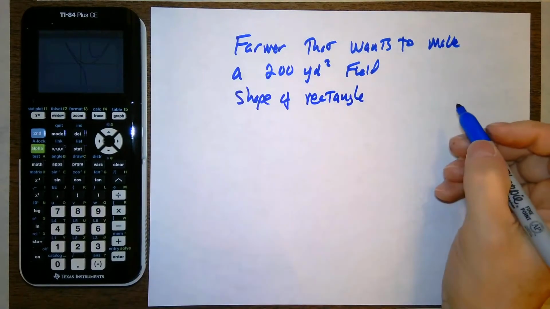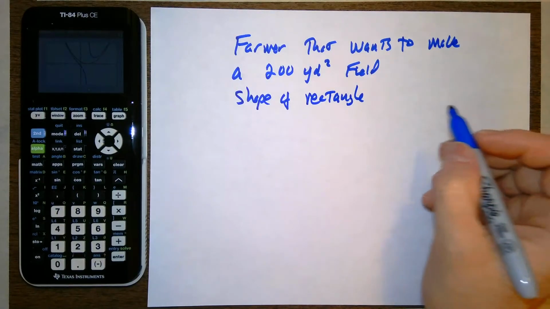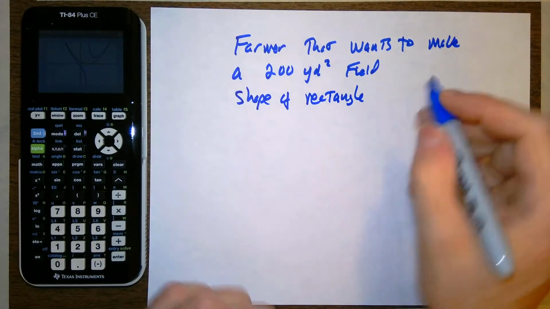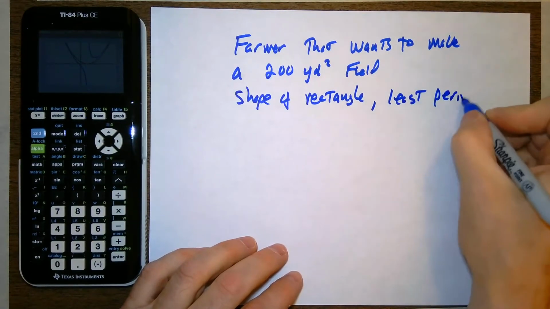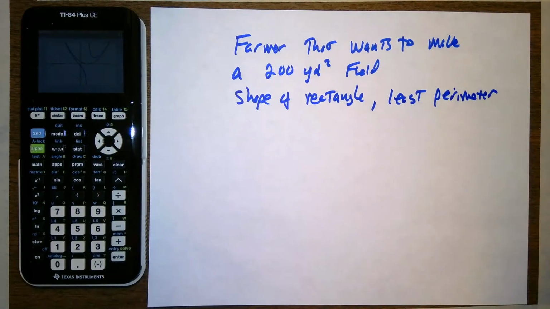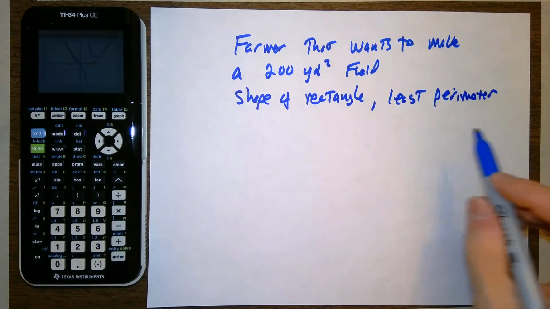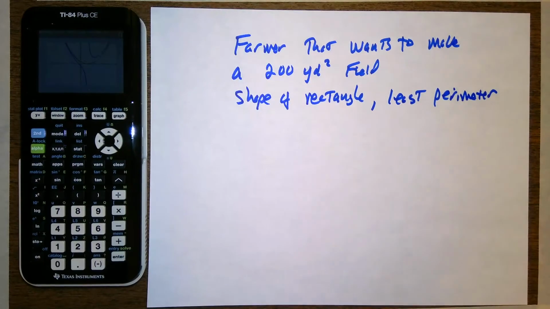If not, the most optimal solution would be a circle. So the shape is a rectangle, and I want to have the least perimeter. The perimeter would represent the fencing, and if the fencing is very expensive, the farmer wants to keep the cost as small as possible. All right, so let's take a look at what information we have here.